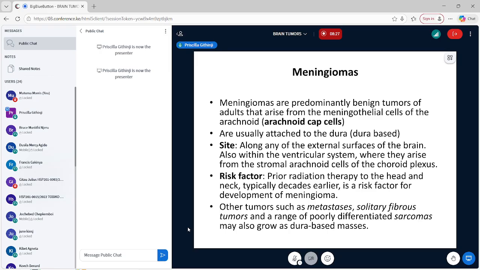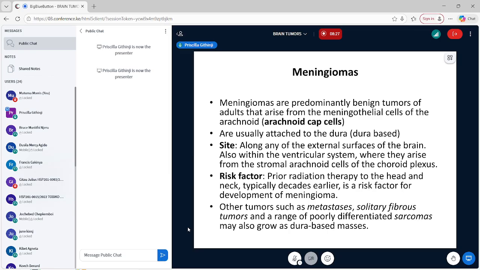The other tumors we talked about are your meningiomas, and we say these are tumors that arise from the meninges, hence the name. And these are predominantly benign tumors of adults that arise from the meningothelial cells of the arachnoid area. That is the arachnoid capsules. They're usually attached to the dura, so they're dura-based. They're found along any of the external surfaces of the brain, also within the ventricular system, where they arise from the stromal arachnoid cells of the choroid plexus.